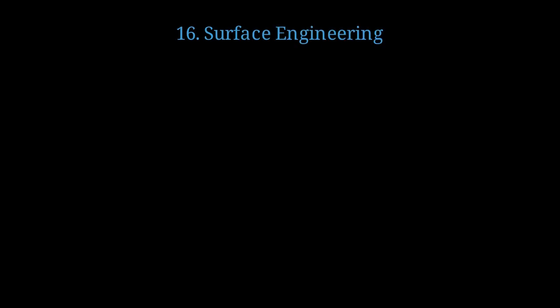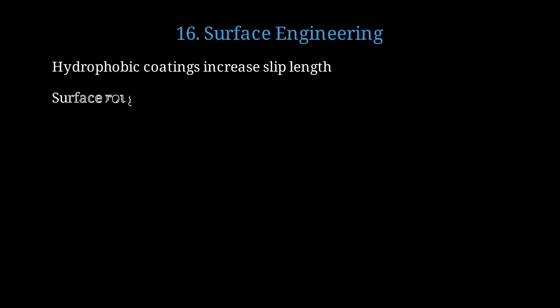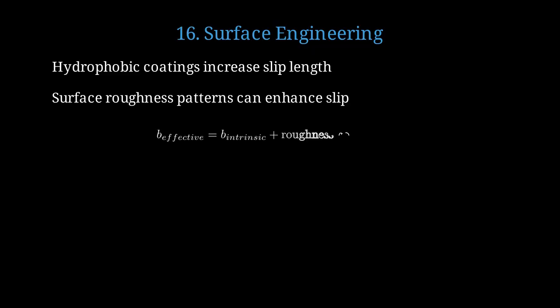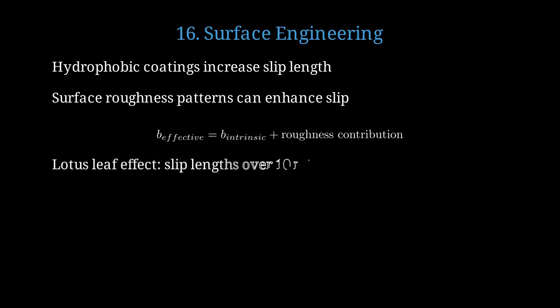Scientists can engineer surfaces to control slip, opening exciting possibilities. Applying hydrophobic coatings like fluoropolymers can increase slip length by a factor of 10 or more. Carefully designed roughness patterns can trap air or vapor, creating superhydrophobic surfaces with enormous effective slip. The effective slip length equals the intrinsic material slip plus a contribution from surface roughness geometry. The lotus leaf effect, with its hierarchical roughness, can achieve effective slip lengths exceeding 10 micrometers.